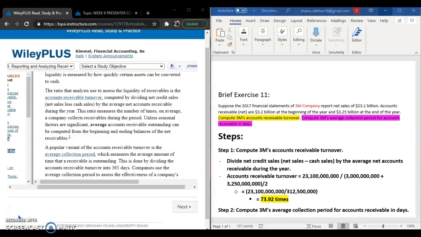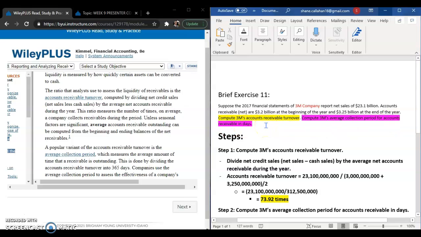All right. So this week, I was in charge of showing you guys how to do Chapter 8's brief exercise 11, which reads: suppose the 2017 financial statements of a 3M company report net sales of $23.1 billion. Accounts receivable are $3.2 billion at the beginning of the year and $3.25 billion at the end of the year. Compute 3M's accounts receivable turnover and compute 3M's average collection period for accounts receivable in days.